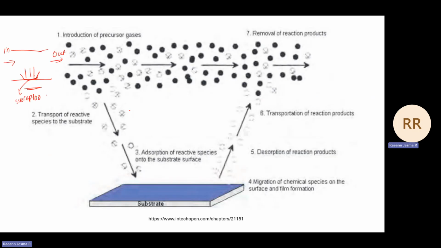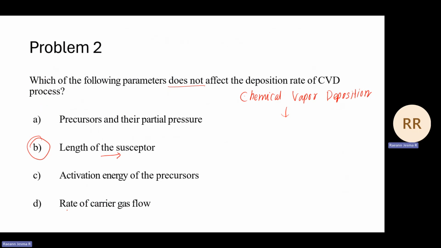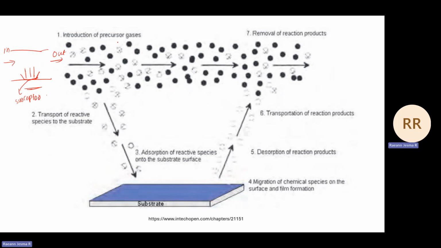So first option is what? Precursors and partial pressure. So that is very important. Yes, because that will decide how much gas is reacting. So partial pressure is actually the pressure that is exerted by an individual gas within a mixture of gases. So you can say that if you are having a reaction or a growth rate, that will be proportional to the partial pressure of the gases.